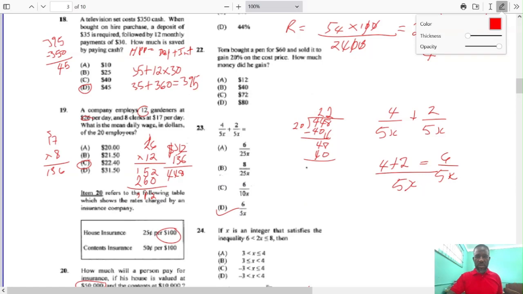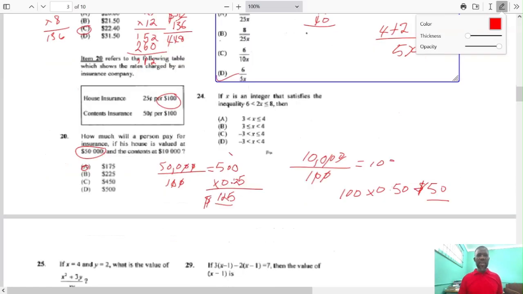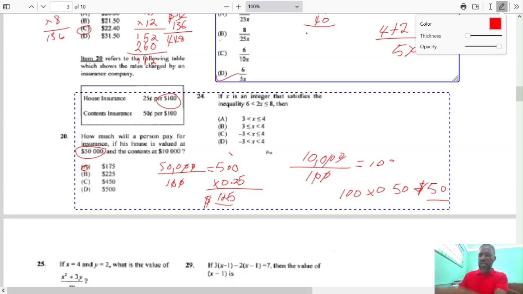Going down to number 24, it says if x is an integer that satisfies the inequality, and this is the inequality here, then basically satisfies the inequality 6 less.